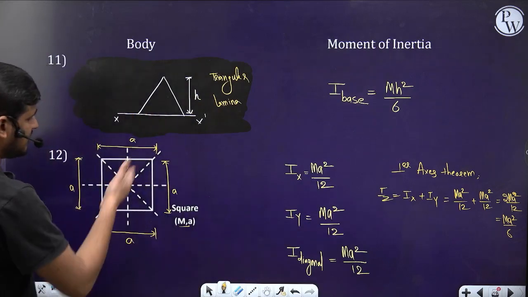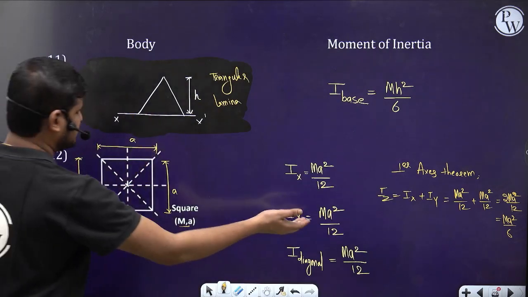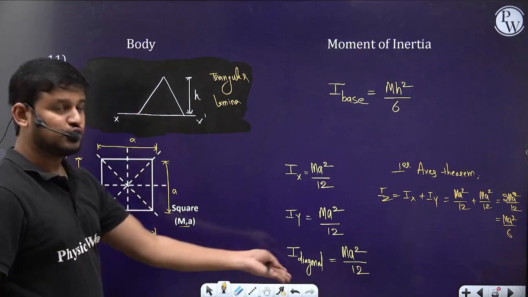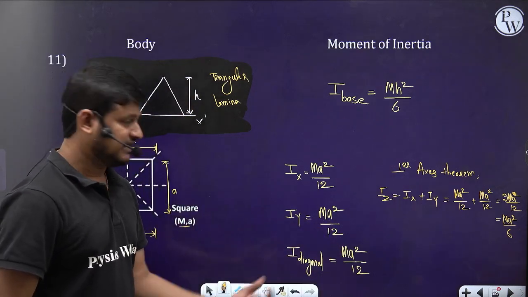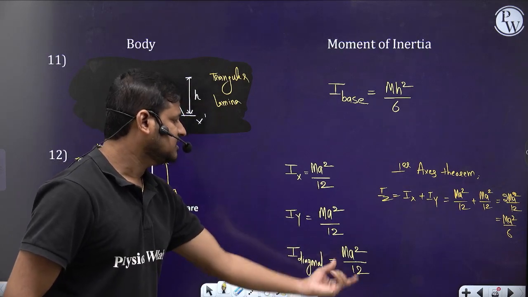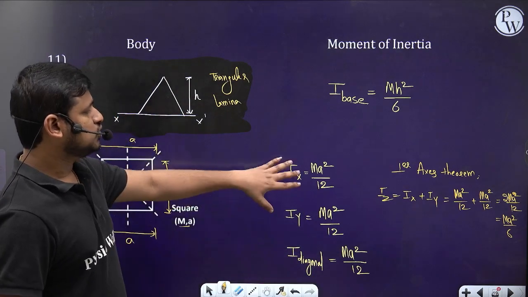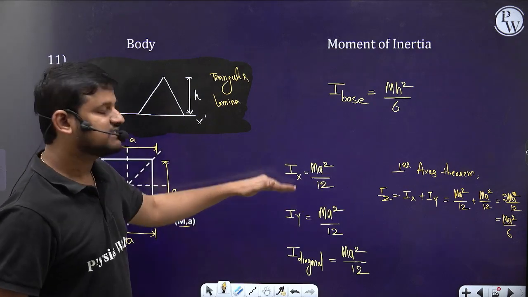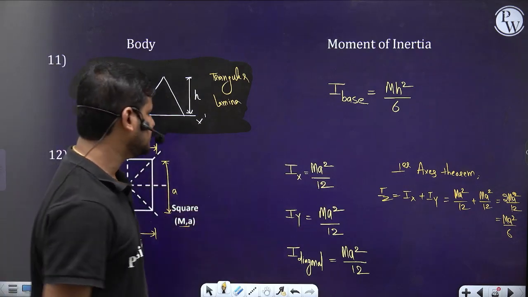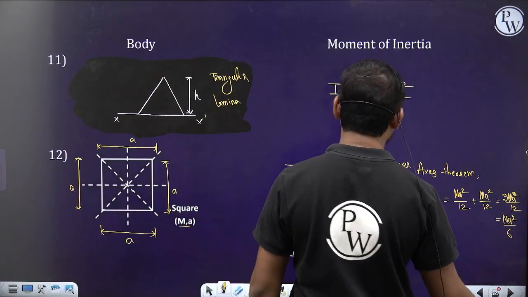And if you need the moment of inertia about the diagonal axis, again it is the same thing because its side is a. So ma square by 12. Clear, guys? About its diagonal, again ma square by 12. So only about the z-axis it is ma square by 6. About the x-axis, y-axis and diagonal it is going to be the same for the square.